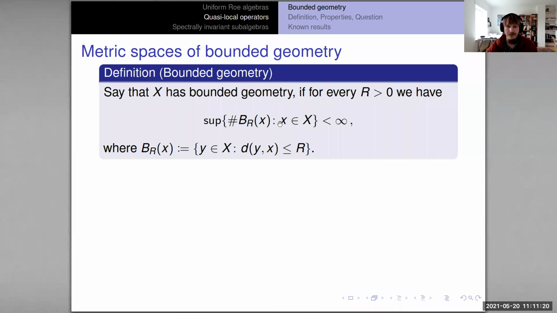So especially if a space X has bounded geometry, then it's discrete, right? Because in every ball, you only have a finite number of points. So this means that for this definition, we have already passed to a discretization of our space.